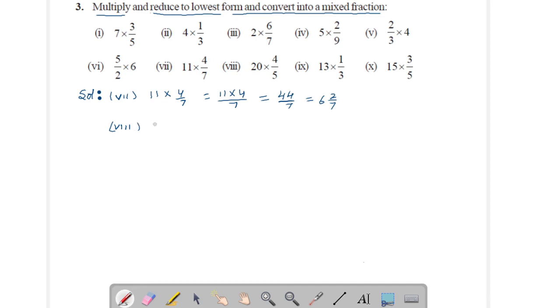It is 20 into 4 upon 5. Here you can cancel 20 and 5 by 5. 5 ones are 5, 5 fours are 20. Here multiply 4 into 4. You will get 16. This is your answer. Now come to ninth part.